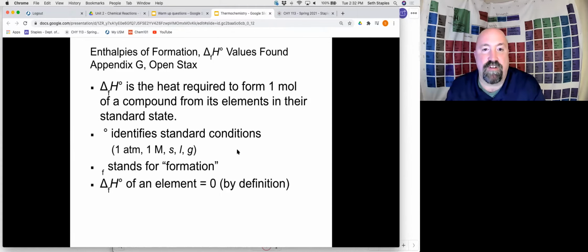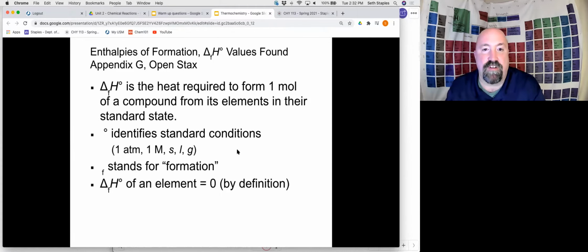It's how much energy is involved in the formation of 1 mole of that compound from its constituent elements. And the enthalpy of formation of an element in its standard state is always 0. For instance, the enthalpy of formation of H2 as a gas is going to be 0. And that's just by definition. And you'll see where we're going to use that in just a little bit.